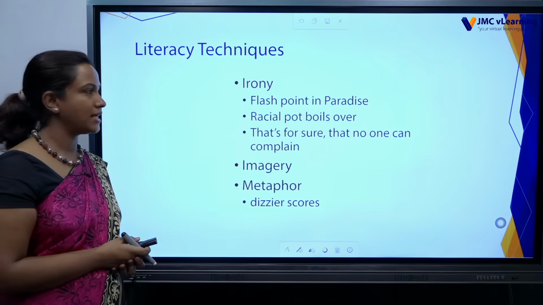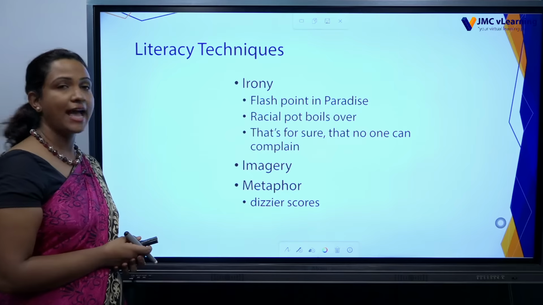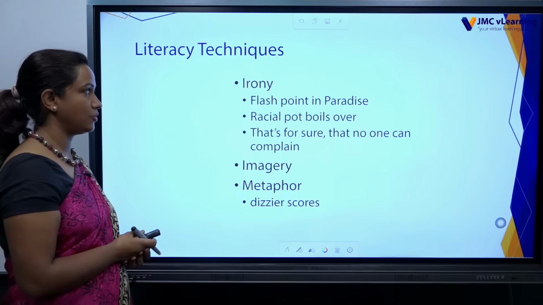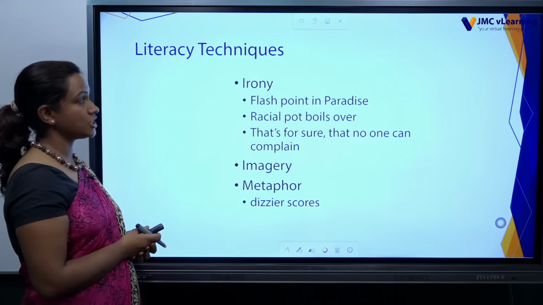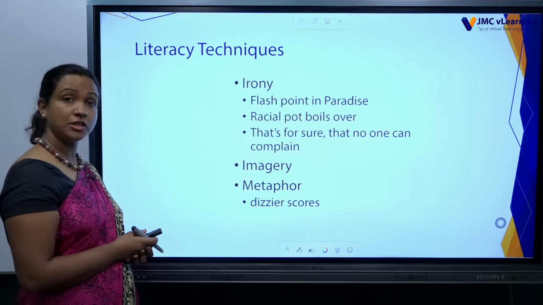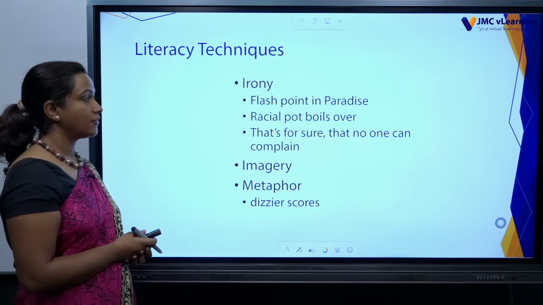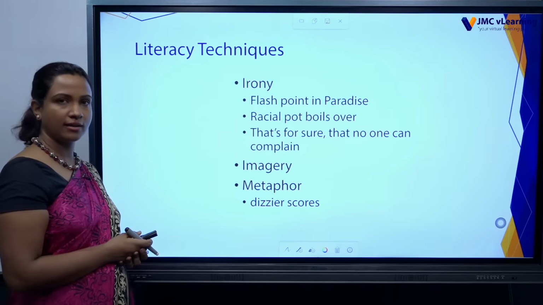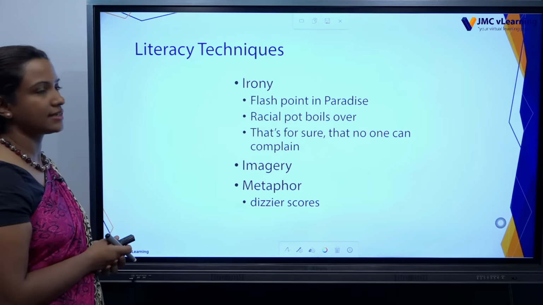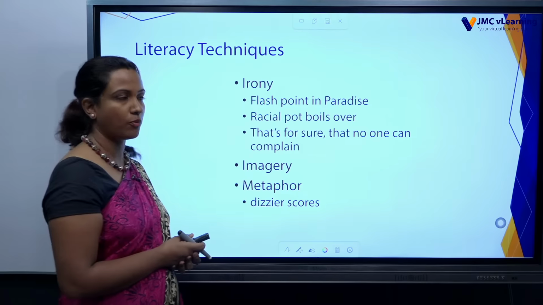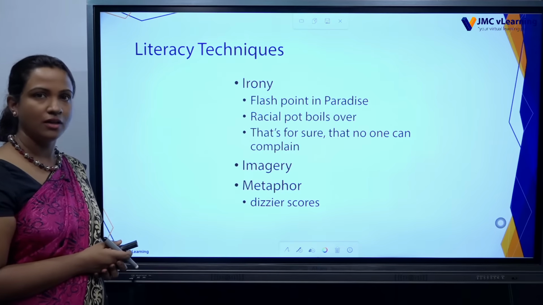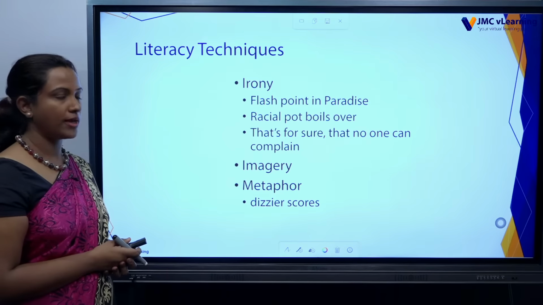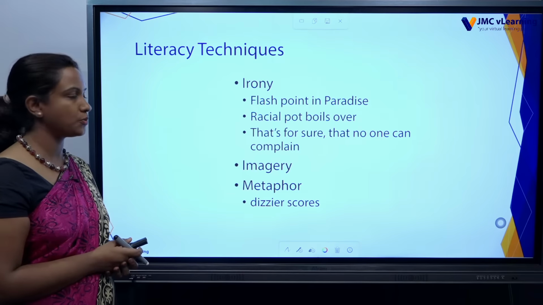In which places? For example, there's a flash point in paradise. Those were the exaggerated media headlines. Flash point in paradise, racial pot boils over. That's for sure that no one can complain. These are some of the lines that I have extracted from the poem that convey the irony, or the sarcasm of the poet, used in this poem.